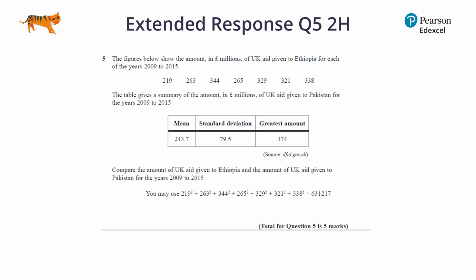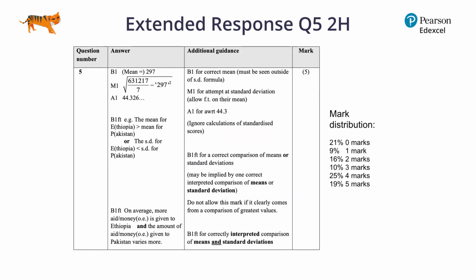In this question, they are given some raw data for Ethiopia and some summary statistics for Pakistan, and are asked to compare the amount of UK aid given to the 2 countries. This question was well received by students, with over half of them earning at least 3 marks here.